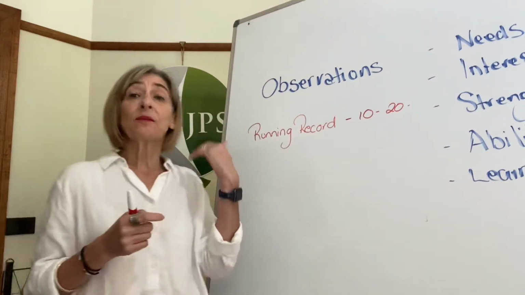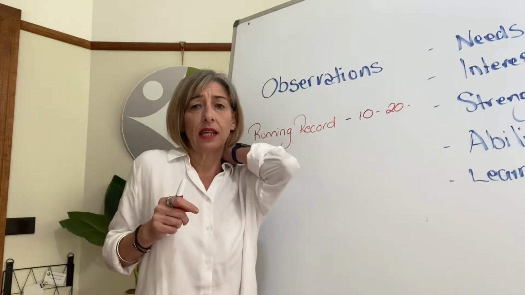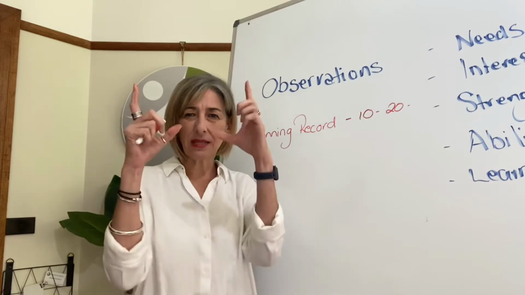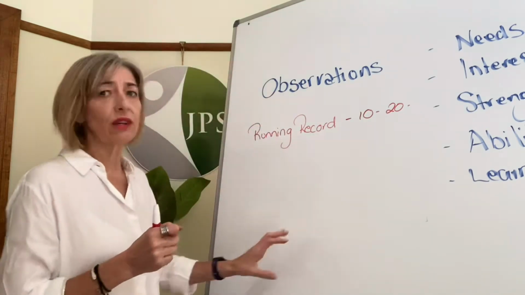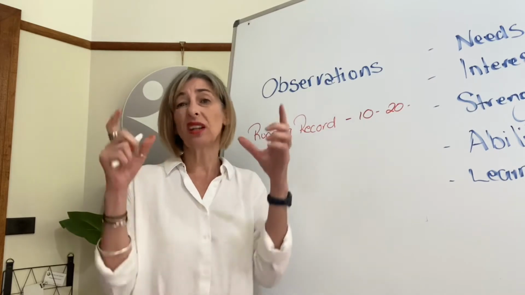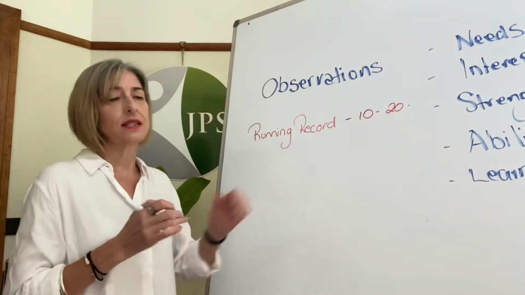If you watched the anecdotal video, I said what you end up writing becomes a snapshot of the child. With a running record, what you end up writing becomes like a small video of a child. So there's a lot more detail, as much detail as you can get.